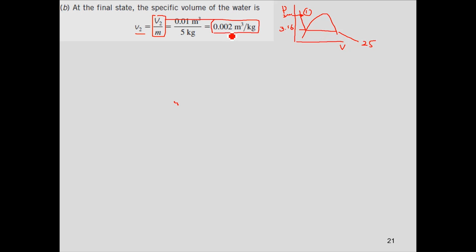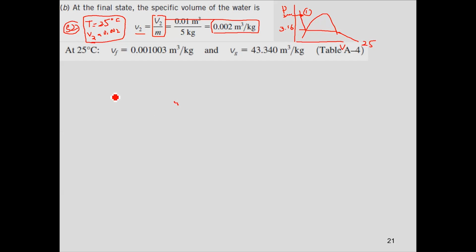I say that my volume at state 2 is 0.02. Now, can I find out whether I am in compressed liquid, mixed region or superheated region for state 2? I have to identify the region for state 2. Can I find it out? At state 2, what is my temperature? 25 degrees centigrade. What is the specific volume? 0.002. If I have these two properties known to me, I'll go to 25 degrees centigrade, table A4.